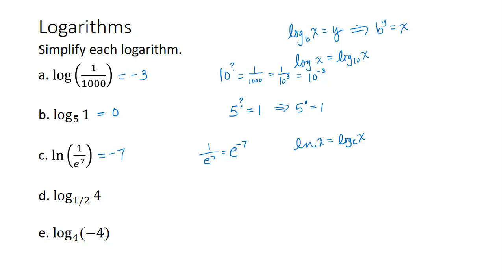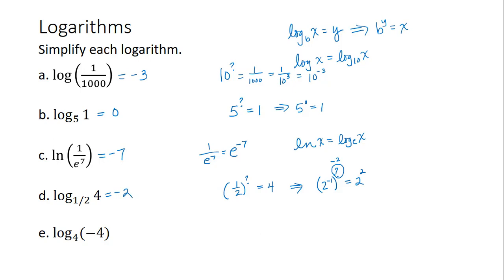Log to the base 1/2 of 4 means we need to figure out 1/2 to what exponent is equivalent to 4. Well, if I think about this, 4 is 2 squared, and 1/2 is really 2 to the negative 1. So if my exponent is negative 2, 2 to the negative 1 raised to the negative 2, I multiply the exponents in that case, and I would get 2 squared or 4, right? Therefore, log to the base 1/2 of 4 is negative 2.